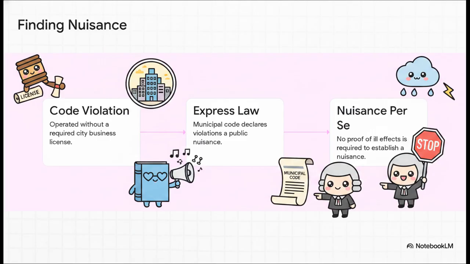Looking at the court's rationale, they laid out a really clear three-step logic. Because the city code expressly prohibited operating without a license, doing so was automatically a nuisance per se. This meant the city didn't need to prove any actual harm occurred at all.